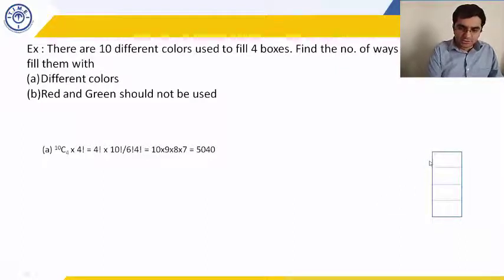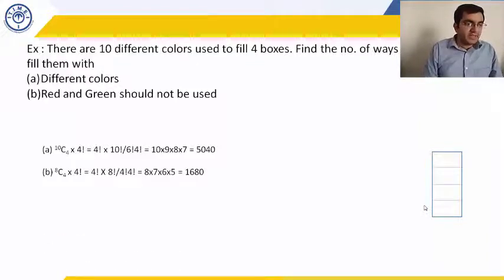Okay. So the first box can be filled in 4 ways, second box in 3 ways, third box in 2 ways, and last box will get the last remaining color. Is this fine? So you arranged the colors into the boxes in 4 factorial ways. So select 4 colors, 8C4 into 4 factorial. That gives you 1680. So we got the same answers as before as well.